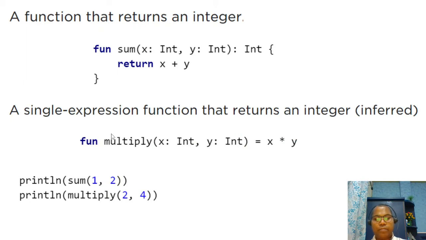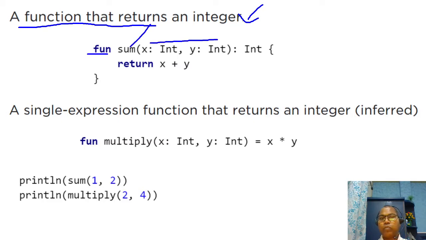Here is the next example. Your function can return an integer value, not only void. Again, you use the fun keyword, your function name, your input types, maybe two arguments your function can take, and your return type.